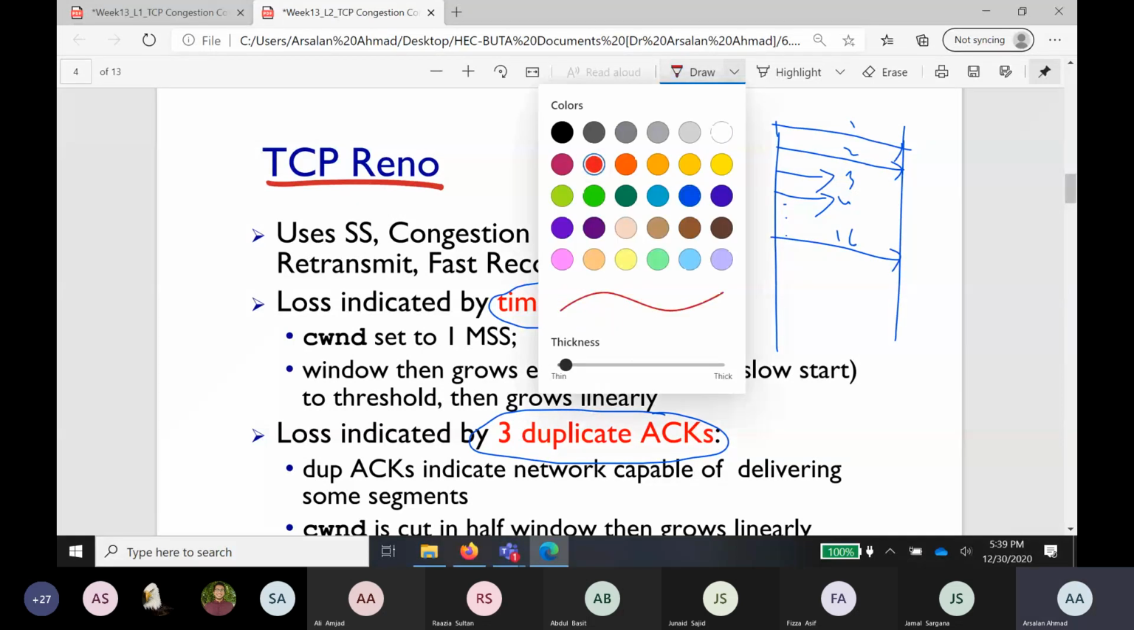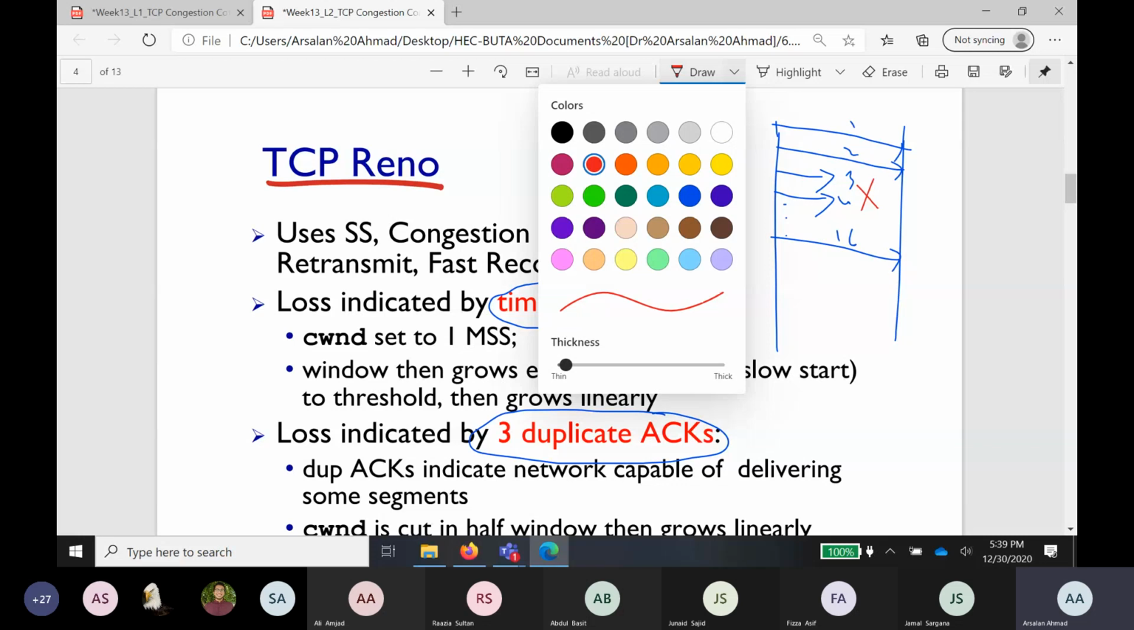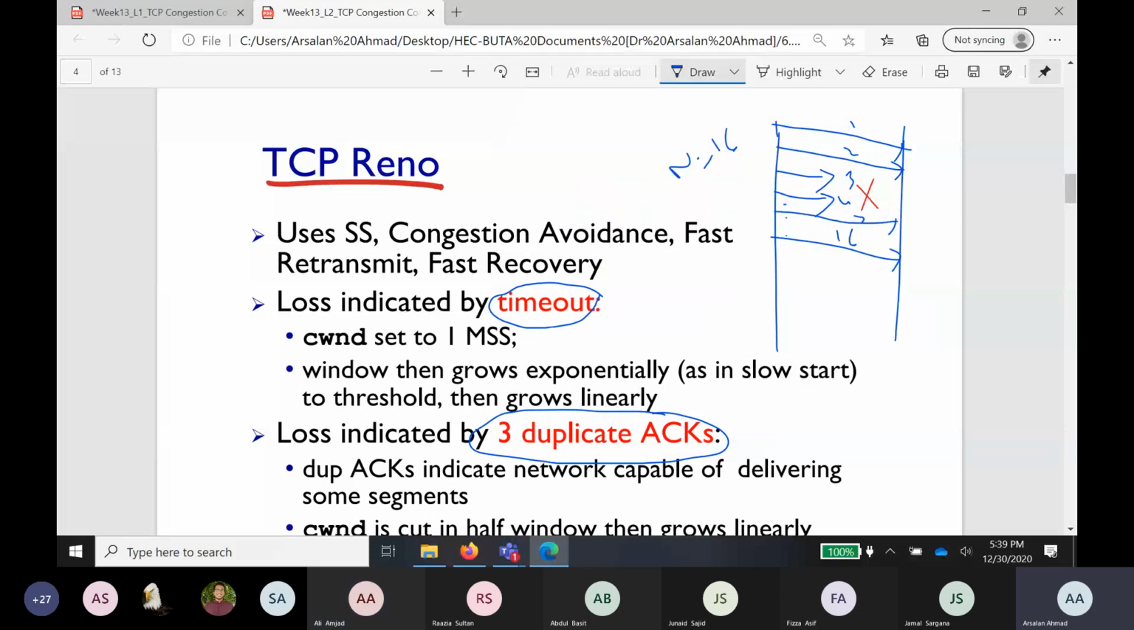Okay, 3 and 4 both are lost. But then again, when packet 5 was received correctly, in response to 5, which ACK would have been sent? Anyone? In response to 5, again ACK of 3, right? So ACK of 1, ACK of 2, you see ACK 3, this is the original ACK 3, and then the first duplicate ACK 3, second duplicate ACK 3, and then 7 will be received, third duplicate ACK 3.